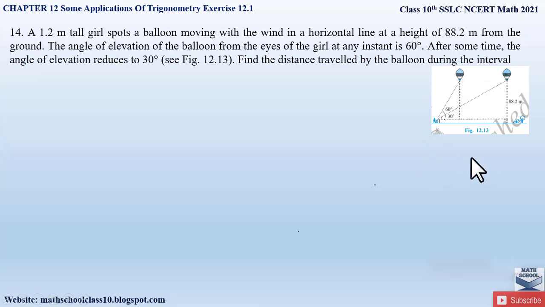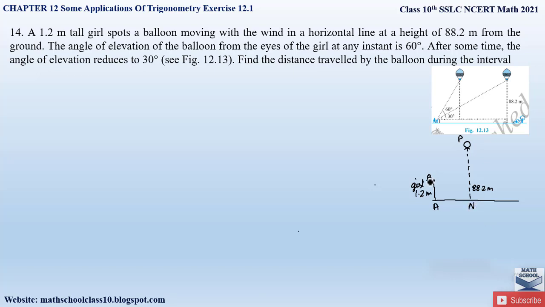So let us first draw the figure. Let us first draw the ground level. So we have a 1.2 meter tall girl. Let us name this girl as AB. So this girl spots a balloon in the air, which is at a height of 88.2 meters from the ground level. Let us name this point as P, and here let us name it as N.